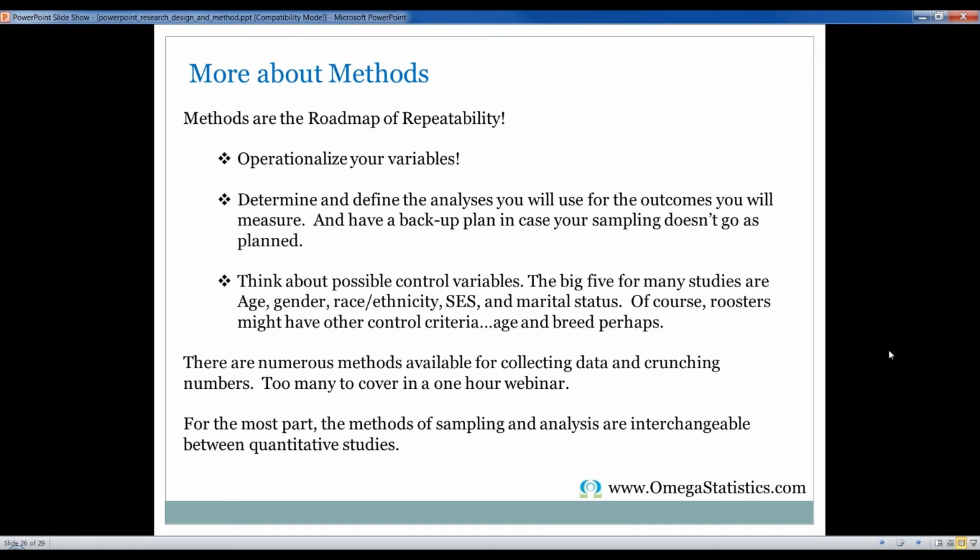So there are numerous methods for collecting data and crunching numbers. For the most part, methods of sampling and analysis are interchangeable between qualitative and quantitative studies, and I think I covered that before. For a certain type of study, like a causal comparative, you could use many different types of tools. You could even use a survey. You don't have to just use that for correlational.